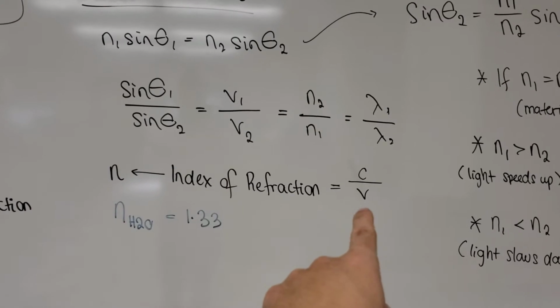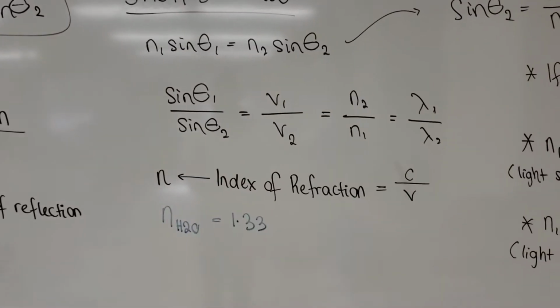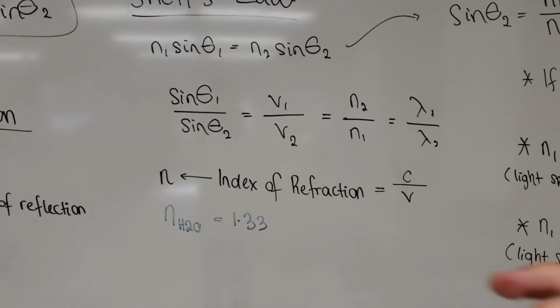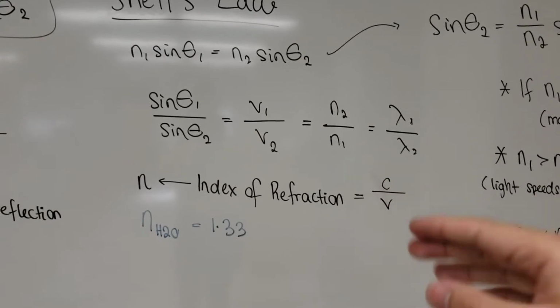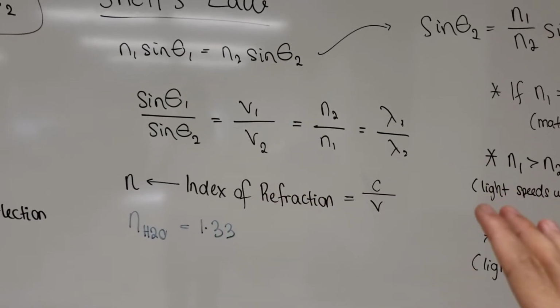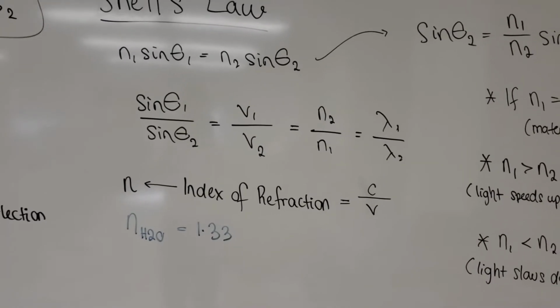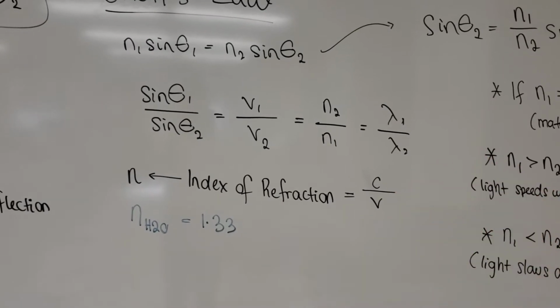This V over here, this lower V, is the speed of light in the material you're talking about. And what we'll find is that the highest that light will ever be in terms of its speed is in a vacuum. That 300 million meters per second is as high as it's ever going to be. As soon as it goes through any material, it's going to slow down at least a little bit. And depending on the material, we'll get different speeds.